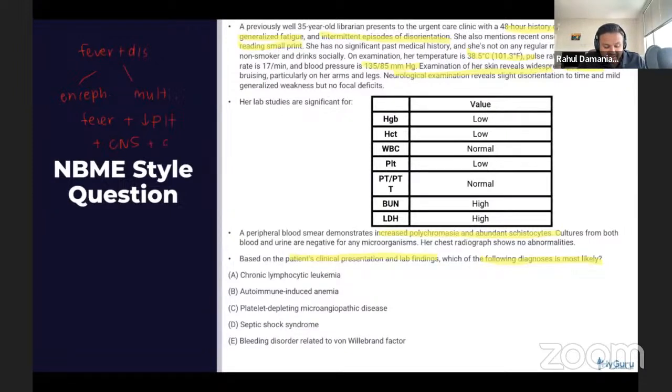And then the patient has anemia, which is microangiopathic because the patient on the smear has schistocytes. Thrombocytopenia, which again relates to the petechiae that you see on the physical exam, and evidence of acute renal failure, specifically the elevated BUN. The LDH just indicates that you're going to have a microangiopathic hemolytic anemia. So this is the pentad of TTP. And this is super important for us to note that TTP is a platelet depleting microangiopathic disease.